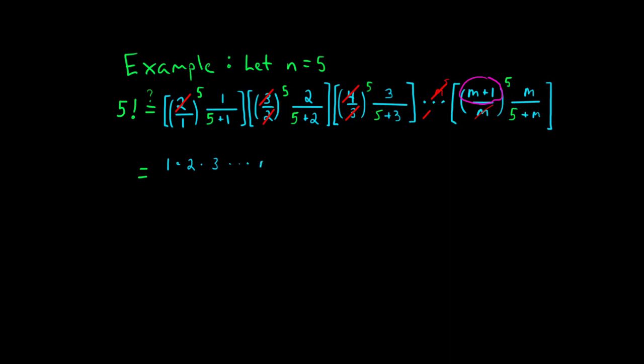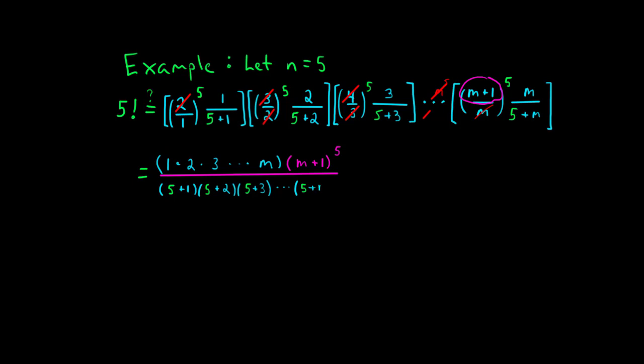So I'm going to write those out there, 1 times 2 times 3, dot, dot, dot, times m, times (m+1)^5, which I'm putting in purple, and that will all be over 5 plus 1 times 5 plus 2 times 5 plus 3, and so on, all the way up to 5 plus m.